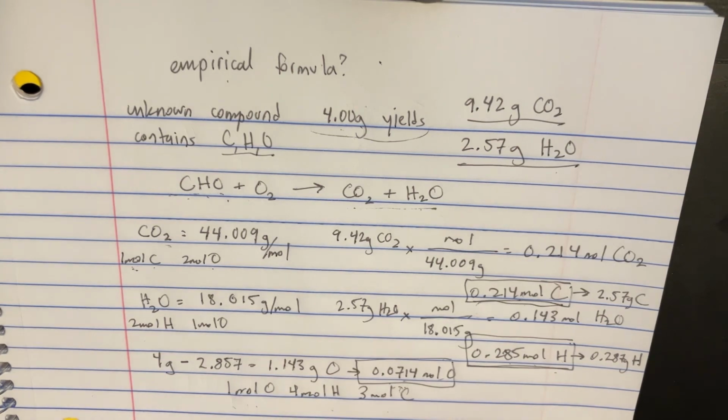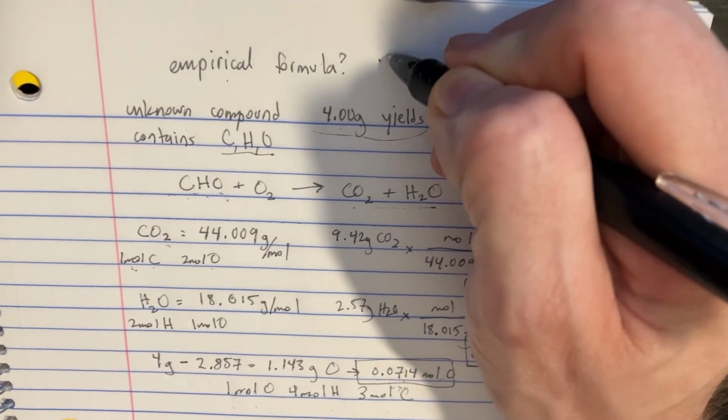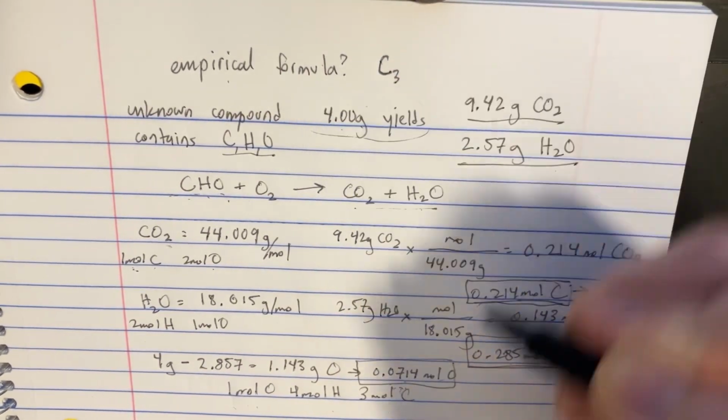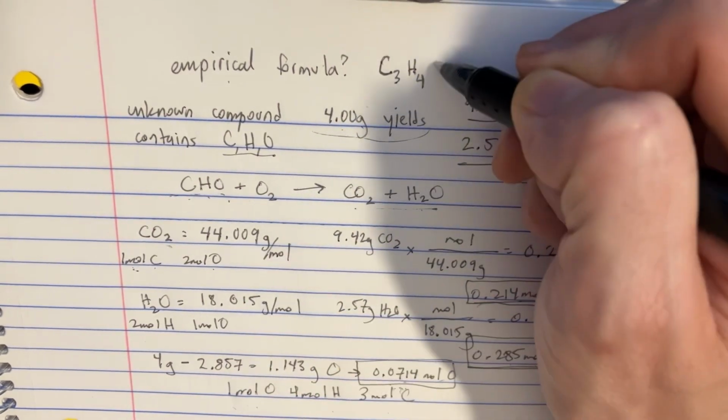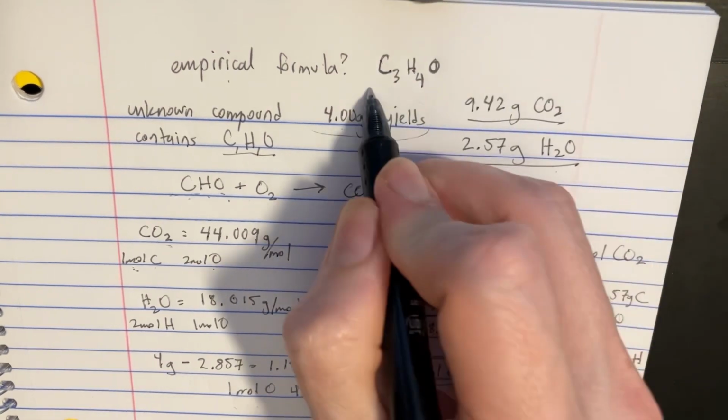And with this information, we've discovered the empirical formula. So we'll be able to say C, we have 3 of those. H, there are 4, and O, there's just 1. So we have our empirical formula.